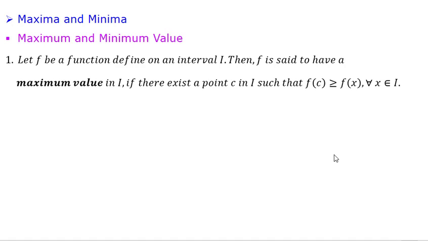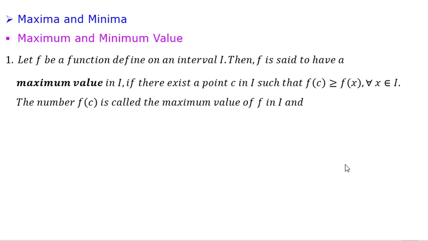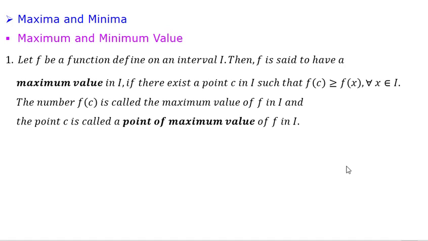The value of f of x will be maximum at a point C if at point C f of x attains the maximum value, that is f of c is the highest value, that is f of c is greater than or equal to f of x. Here the number f of c is called the maximum value of the function in I, and the point C is called the point of maximum value of the function in I.